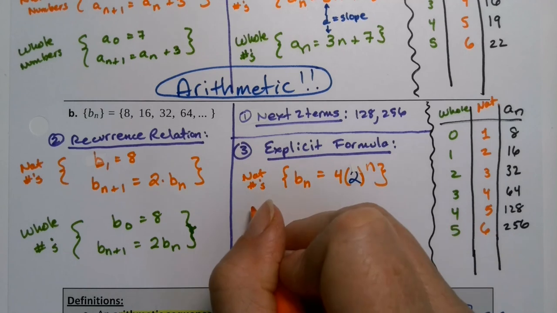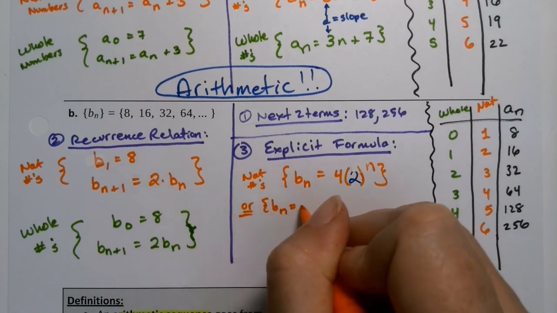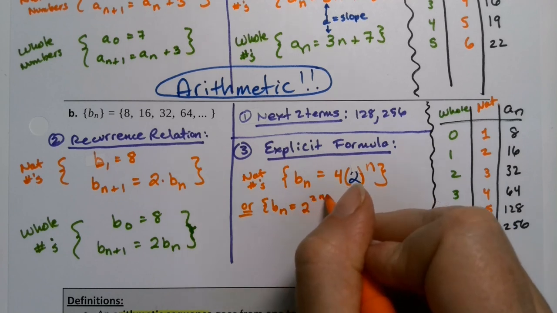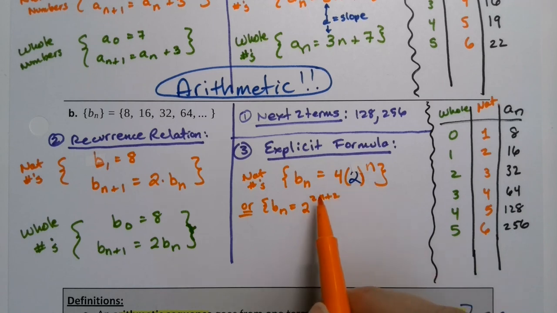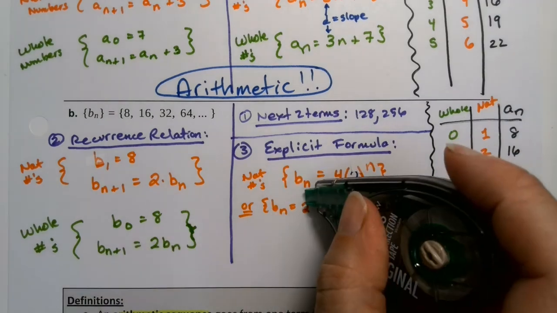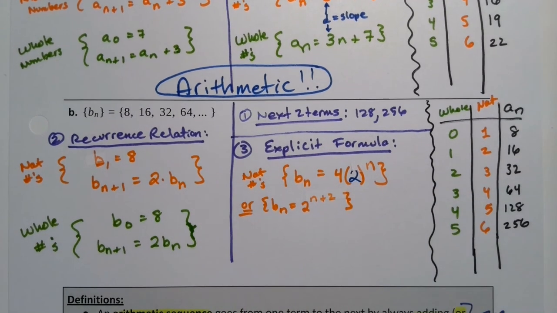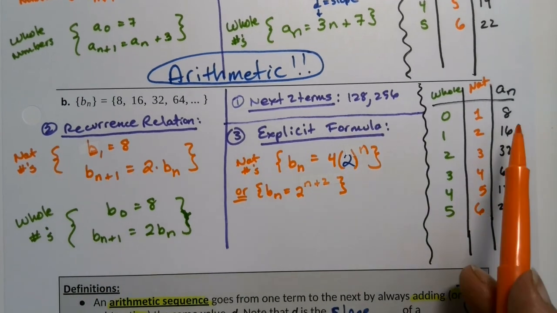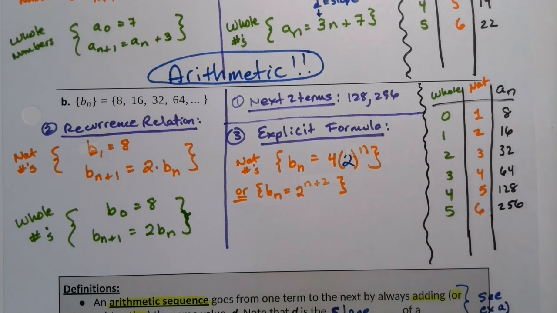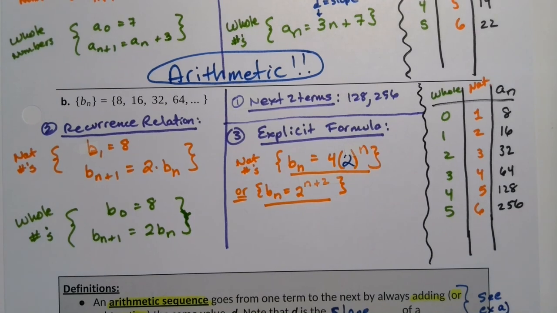So, I mean, there's so many ways to do this. You could say b sub n is 2 to the n plus 2, because that's 2 to the 2 times 2 to the n makes 2 to the, oh, that's right, that's n plus 2. I'm sorry. I got too many 2's in there. That would work also, right? There's a lot of ways to do these. It's also 8 times 2 to the n minus 1, right? There's tons and tons and tons of them. Either one of these will work. And there's more.